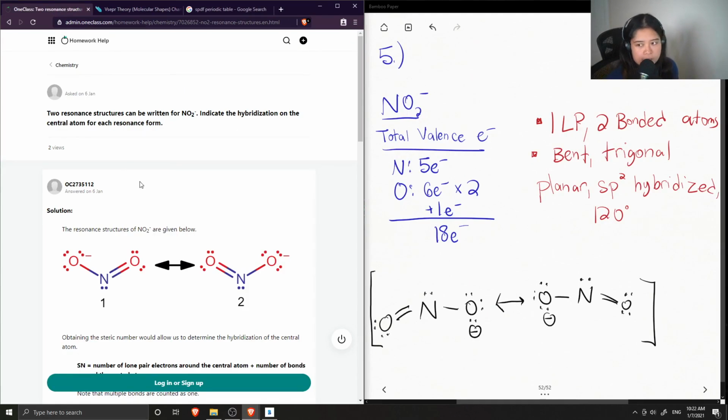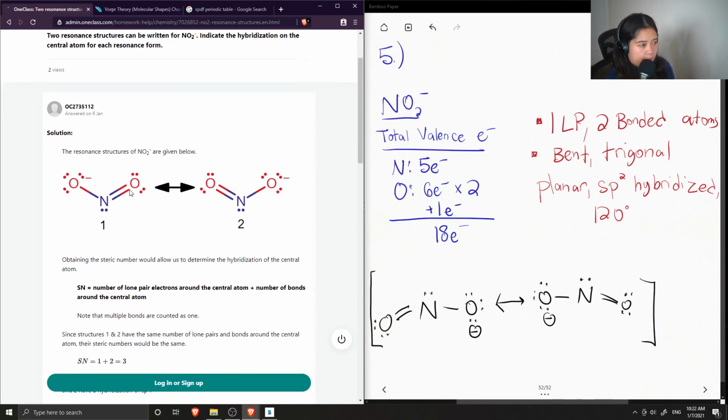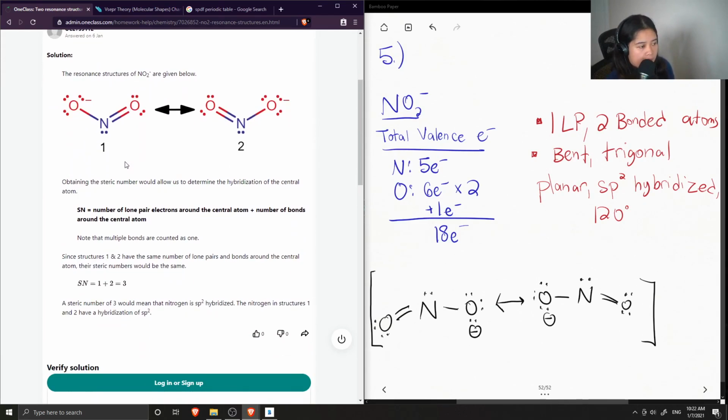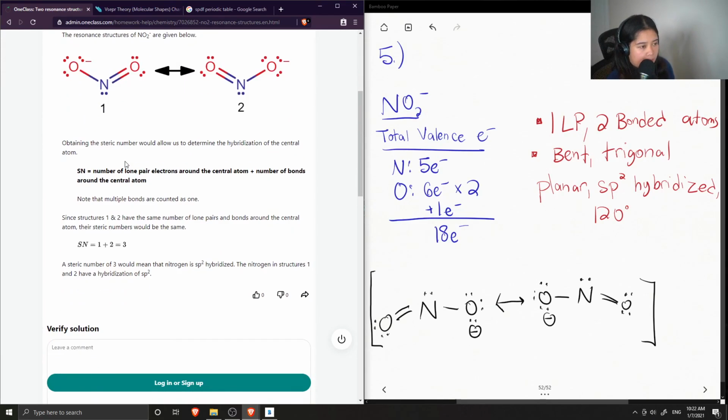Okay, so let's see what the junior tutor said. The resonance structures are given below. Obtaining the steric number would allow us to determine the hybridization of the central atom. So the steric number is the number of lone pairs of electrons around the central atom plus the number of bonds around the central atom. This is a different method. So note that multiple bonds are counted as 1.